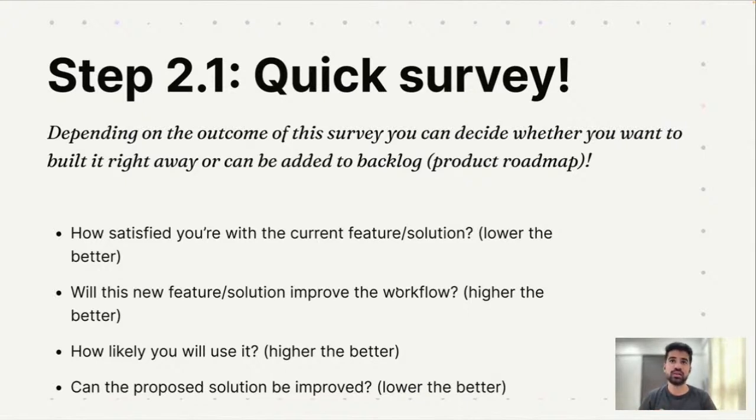How likely are you to use it when you are sending it to users? Ask them this question. It is very important, whether they will actually use it when you ship it, right? This will help you at a later stage. And can the proposed solution be improved? You can ask them for an explanation, like: I am having this problem, but the proposed solution is not solving it, so can you add that also? This will help you improve whatever you are proposing, whatever your design solution is. And these are just the 4 simple questions you're going to ask after the video which you send.